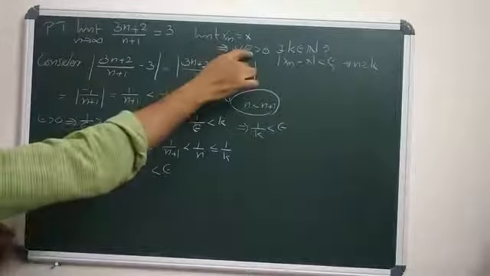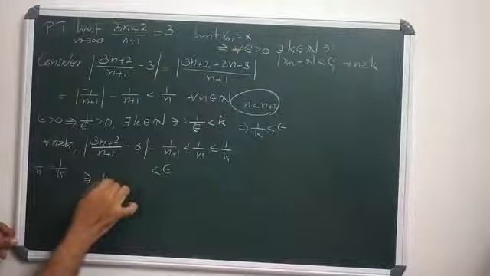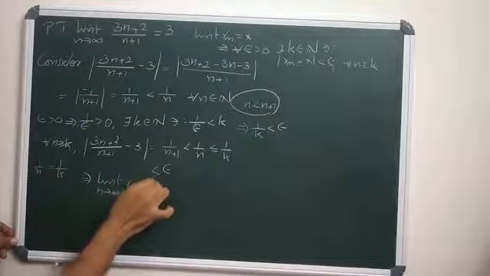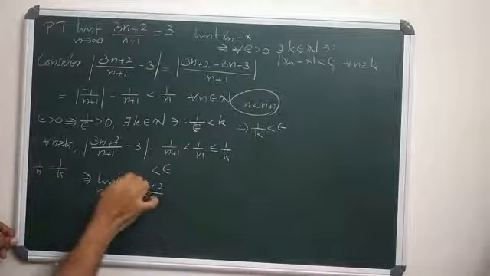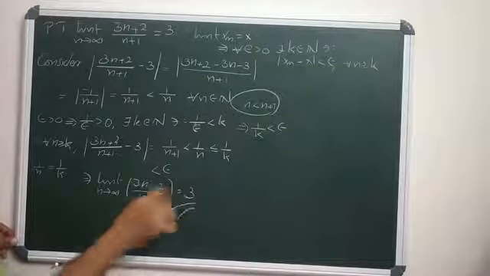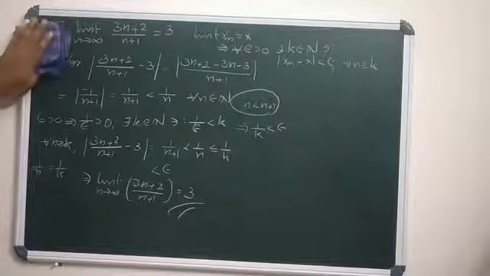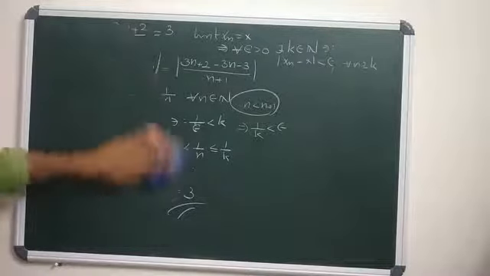So according to this argument, we say that the limit as n goes to infinity of (3n + 2)/(n + 1) equals 3 itself. Okay, so this is the method to find the limit of a sequence by using its definition. Okay. Now, come to another result.